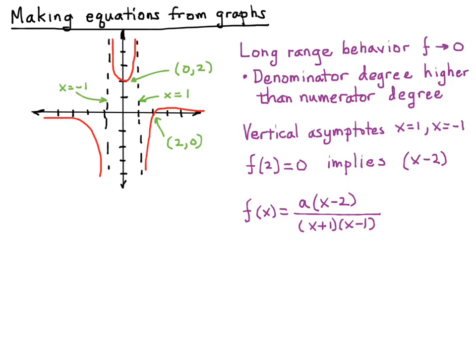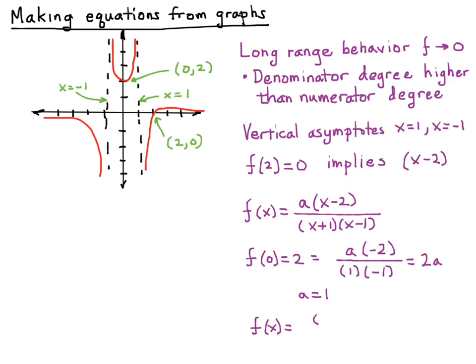So the only thing that remains now is, what is A? We have some sort of coefficient here, and so we're going to use the y-intercept to determine A. And so I'm going to say, okay, f at 0 equals 2, and so when I put zeros all through here, I get 2 equals 2a, and so a equals 1, and so here's my function right there.